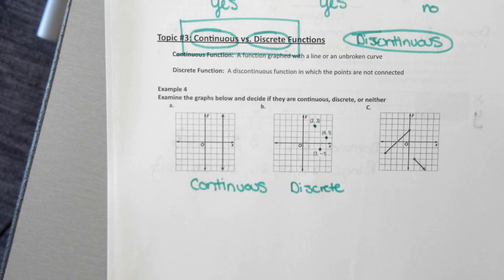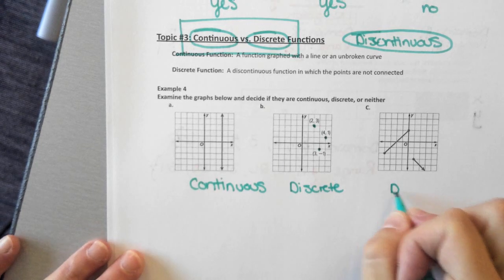What about this last one? Could you draw it with one swoop? No. So we are going to call it discrete.